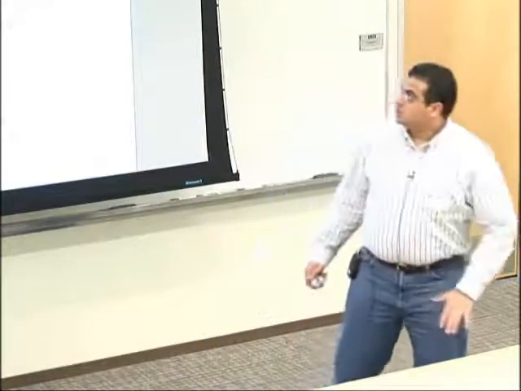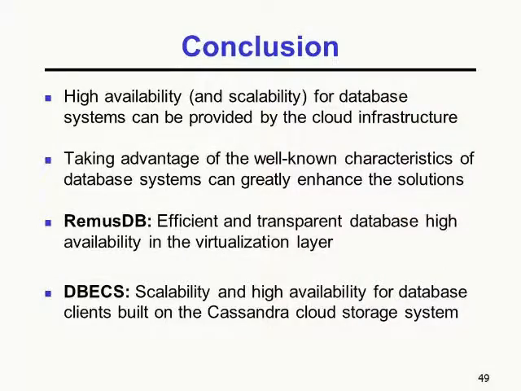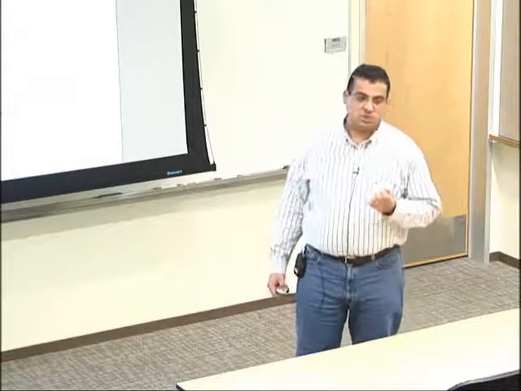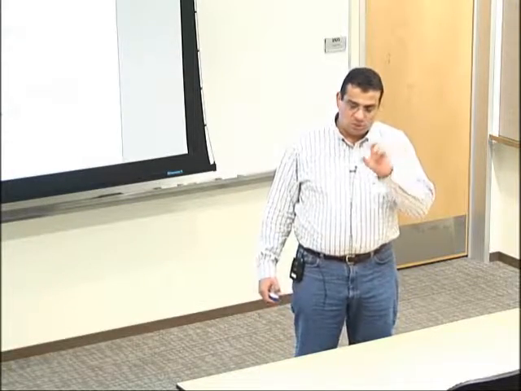So let me conclude, and I can take any other questions offline. In this talk, what I argued was that high availability and also scalability for database systems can be provided by the cloud infrastructure. This is not something that's new. Many people are working on different projects that aim to achieve this goal. But what I tried to look at in this talk is that if we take advantage of the well-known characteristics and semantics of database systems, we can greatly improve our solutions. And I presented two examples of this.